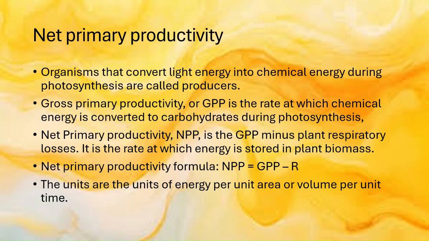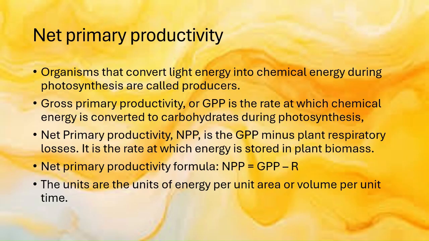So, what is net primary productivity? So, we're looking into net primary productivity. Organisms that convert light energy into chemical energy during photosynthesis are called producers. And gross primary productivity, or GPP for short, is the rate at which chemical energy is converted to carbohydrates during photosynthesis. And net primary productivity, which is NPP for short, is the GPP minus the plant respiratory losses, and it is the rate at which energy is stored in plant biomass.